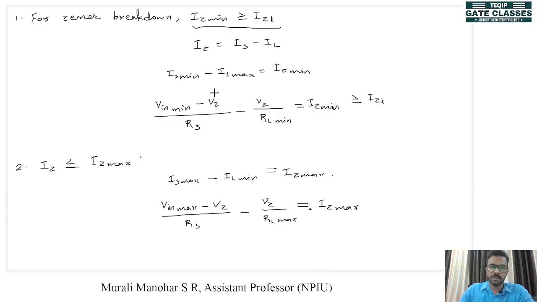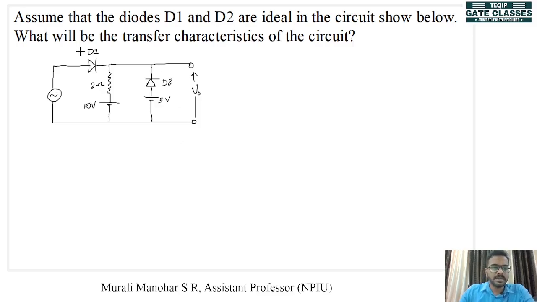Now we will do some problems to check our knowledge from the previous topics. Okay. So the first problem is this one. Assume that the diodes D1 and D2 are ideal in the circuit shown below. What will be the transfer characteristics of the circuit? That is, we need to draw the transfer characteristics of the circuit. So let's start there. For transfer characteristics, we need the relation between Vin and Vout.